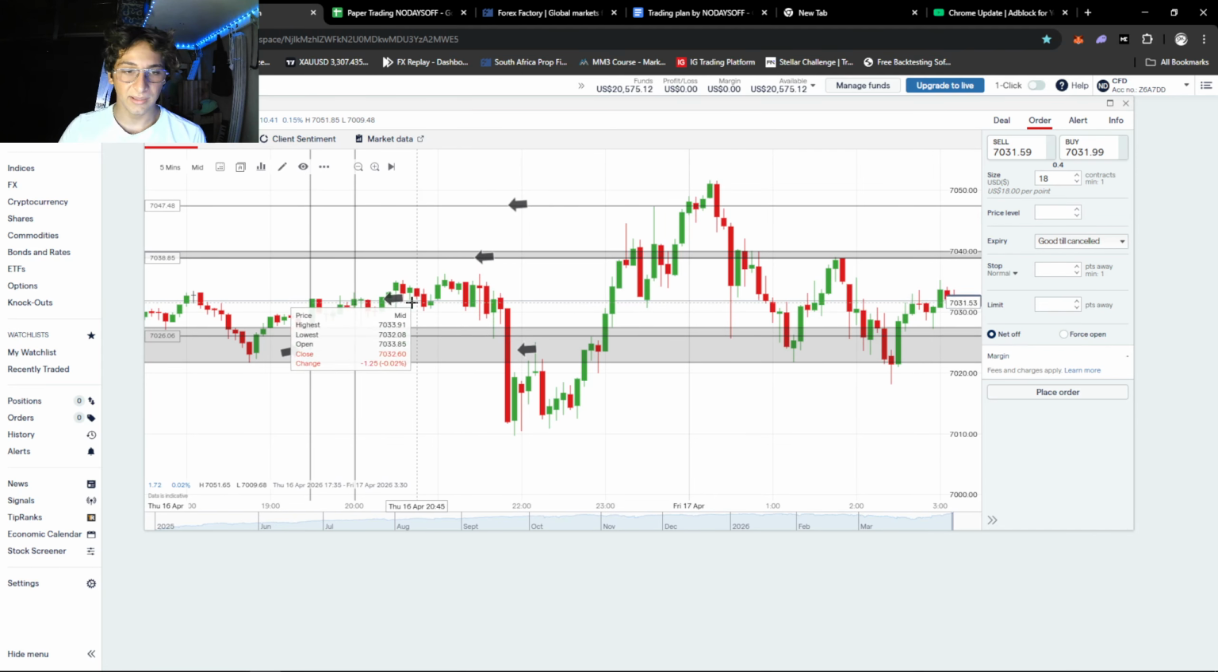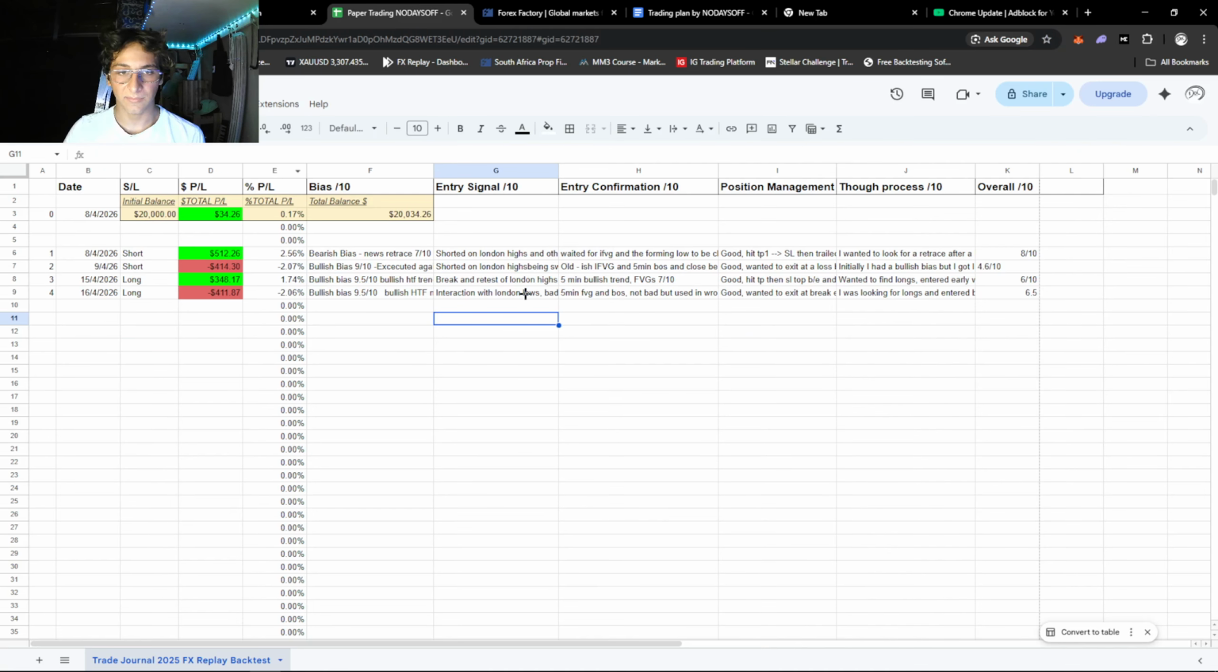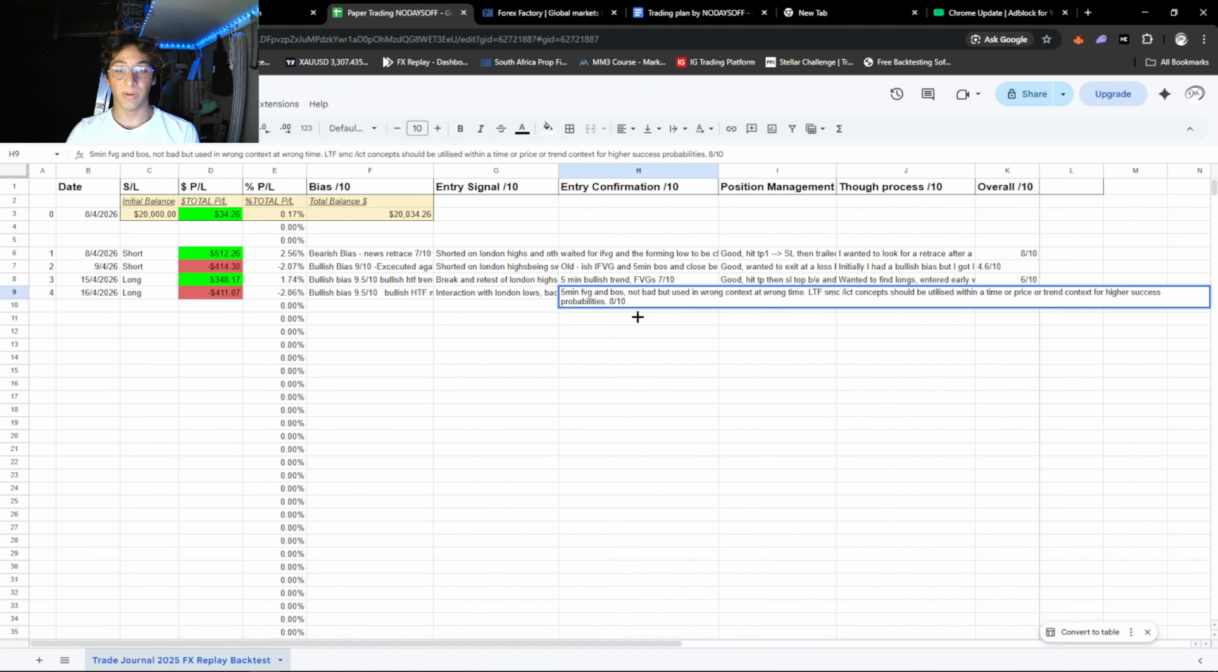So as you can see, we should have waited for this liquidity sweep to enter on our long setup. So I gave that a 4 out of 10. Entry confirmation, 5-minute break of structure and fair value gap: 8 out of 10, not bad. But we used it in the wrong context at the wrong time.